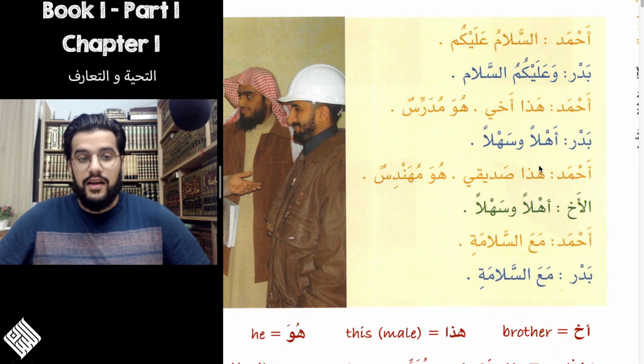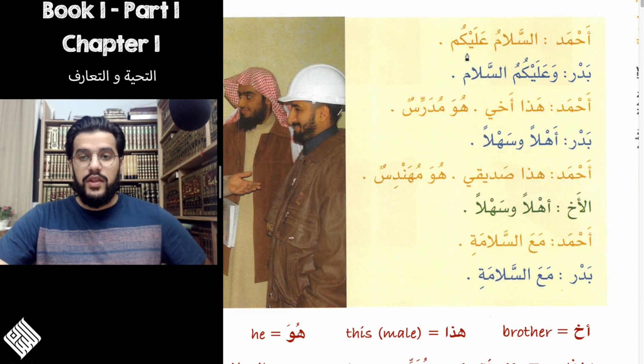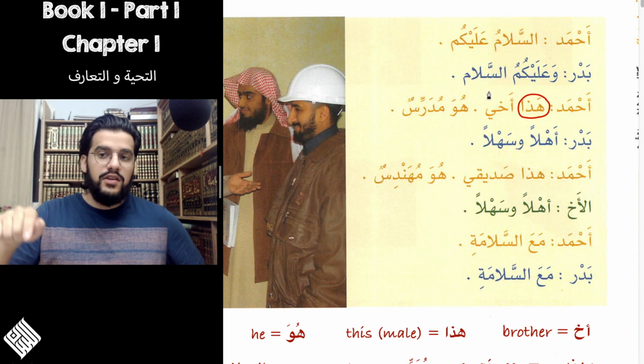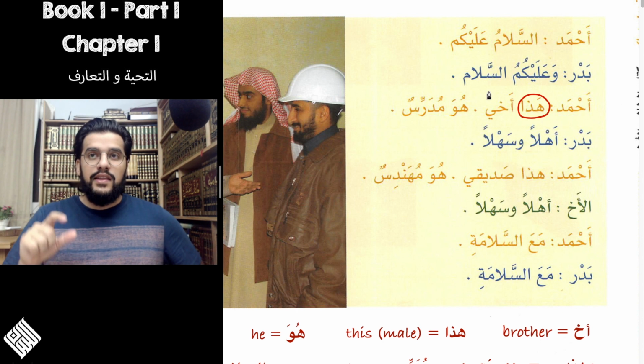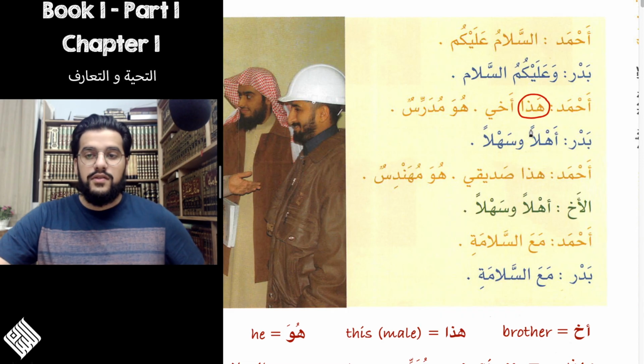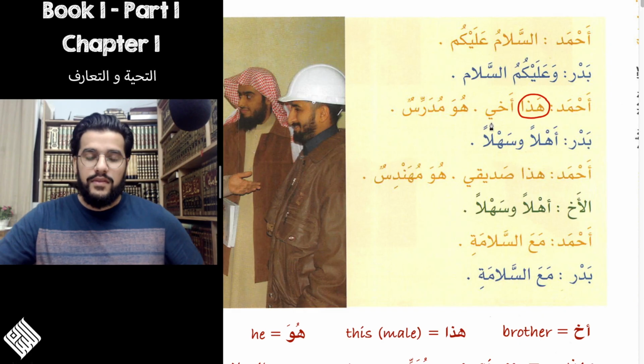مع السلامة. مع السلامة. Alright, so as you can see here, they started with Assalamu alaikum, wa alaykum assalam, and then Ahmad says هذا أخي. Now, what does هذا mean? هذا is the Arabic word for this. If you're referring to something or pointing at something that's masculine, that's male, then we use the word هذا. We'll get to the female version of it very soon.